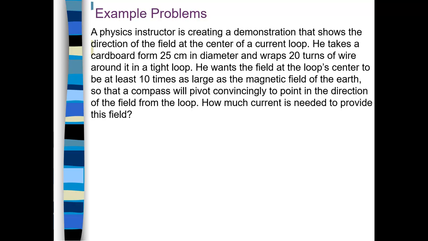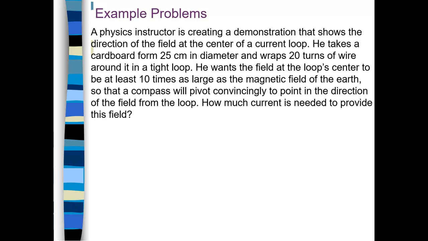Okay, so here's the first example. We have a physics instructor, and they want to create a demonstration that shows the direction of the magnetic field, and they're going to use a current loop. We're going to calculate this as a current loop and not a solenoid. We're given enough information to calculate this as a current loop.